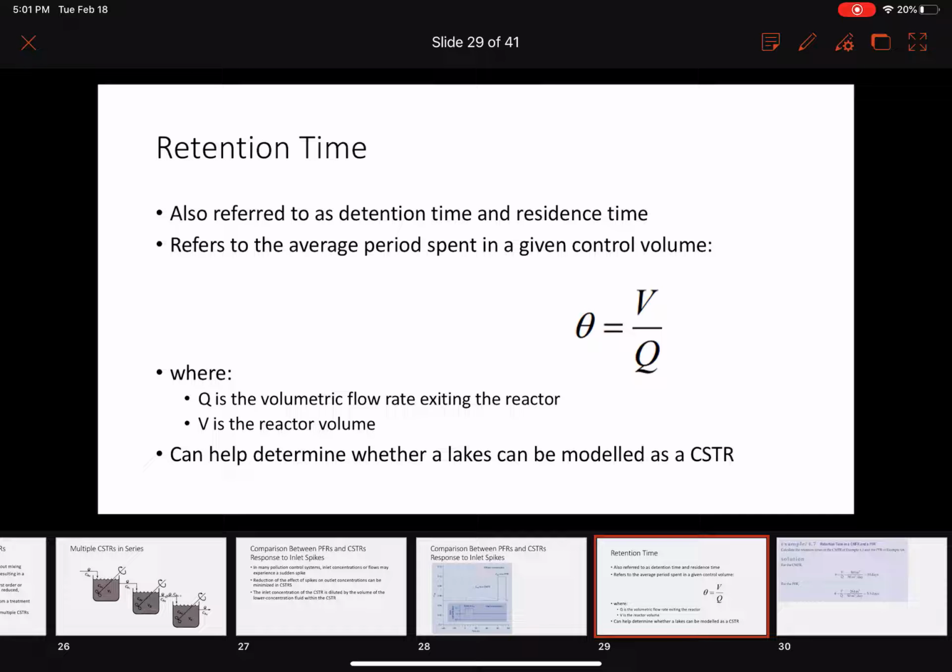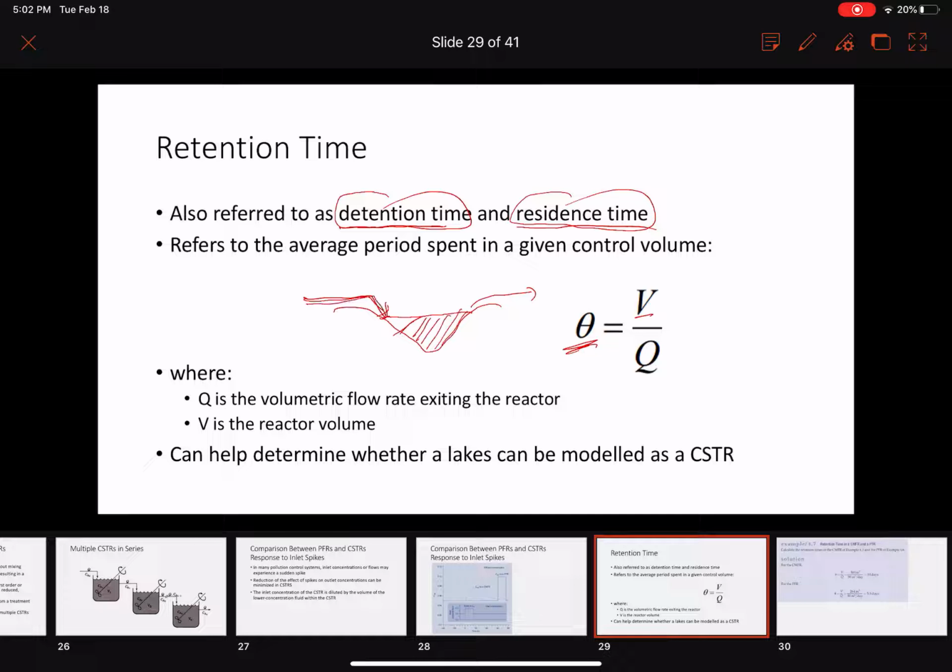But we also talked about residence time, or sometimes they call it detention time, which is the average time spent in a given control volume. So if you have a lake, and this lake has a river entering it and another river coming from the lake, you can see how long it takes the water to stay in the lake. We call this detention time, or sometimes residence time. This residence time is equal to the volume over Q.